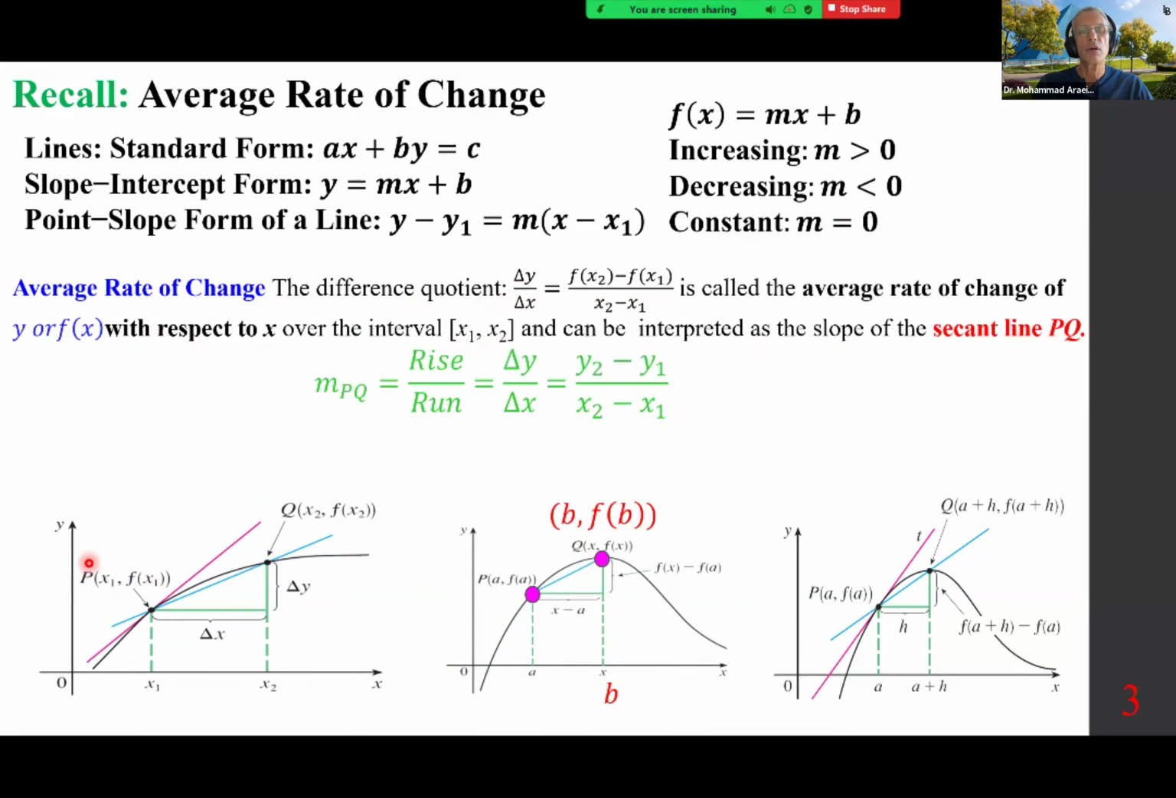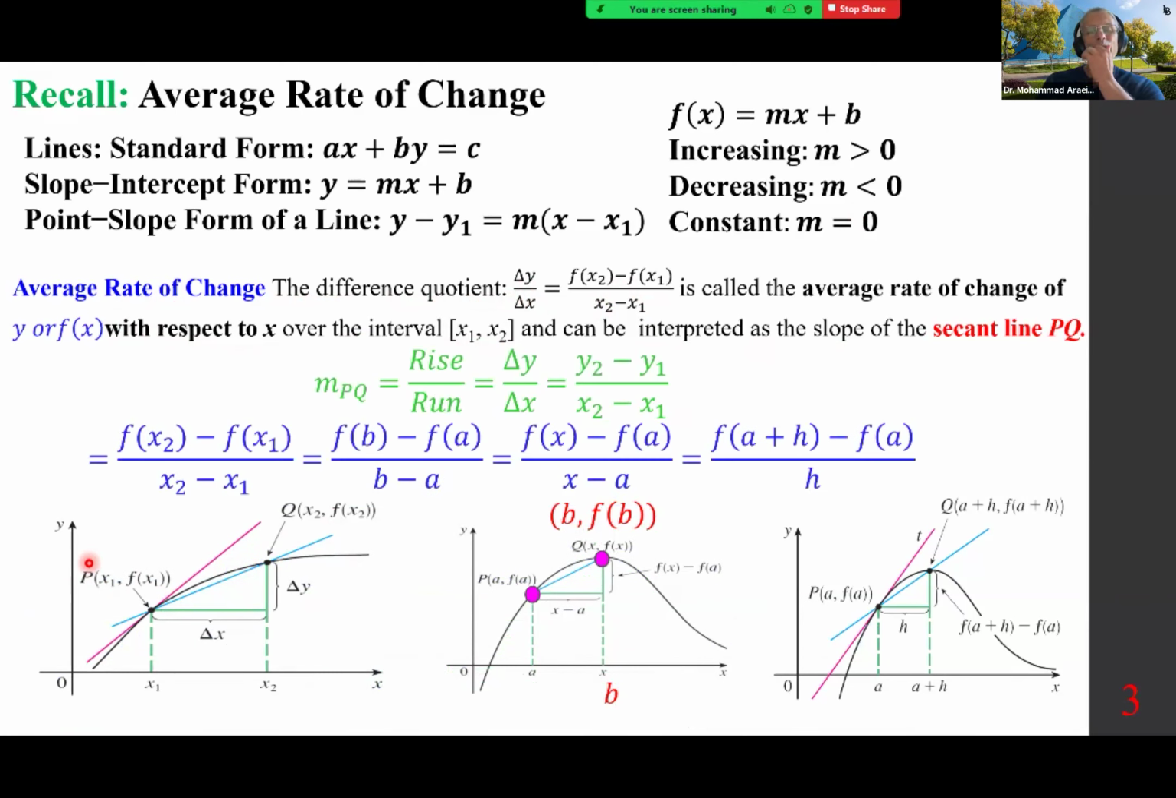And there are several ways of writing it. All of this mean the same thing, class. If you look at this one as x sub 2 and x sub 1, here's the formula for that. If you look at this one, a and x, here's the formula for that. If you call this point b, f of b, here's the formula for that. This distance is h, here's the formula. Please understand DQ, difference quotient, they are all the same. It depends on which format you like to use.